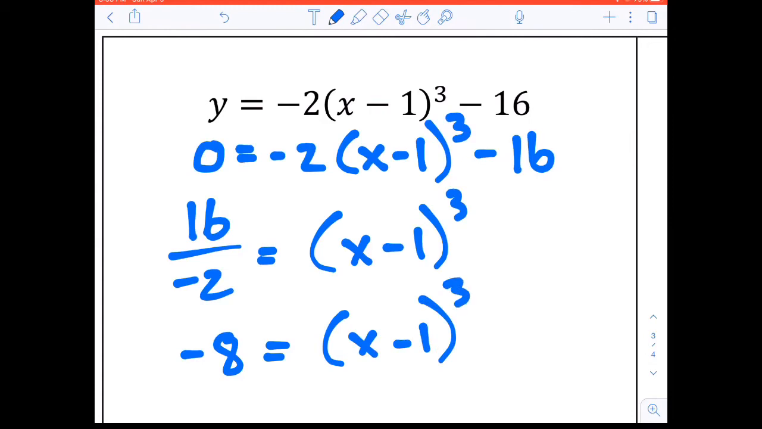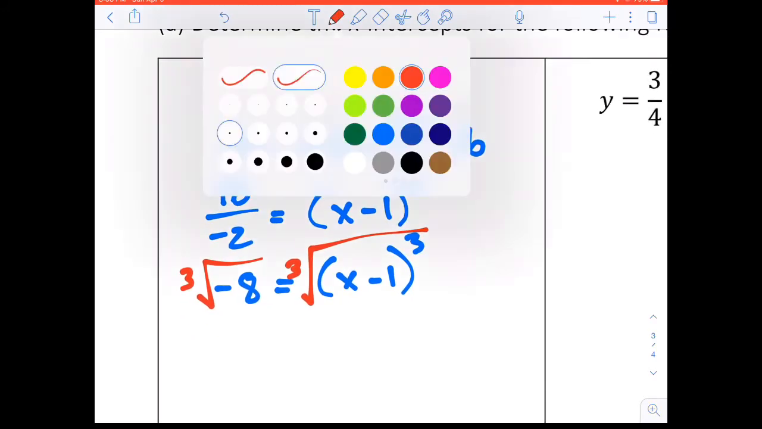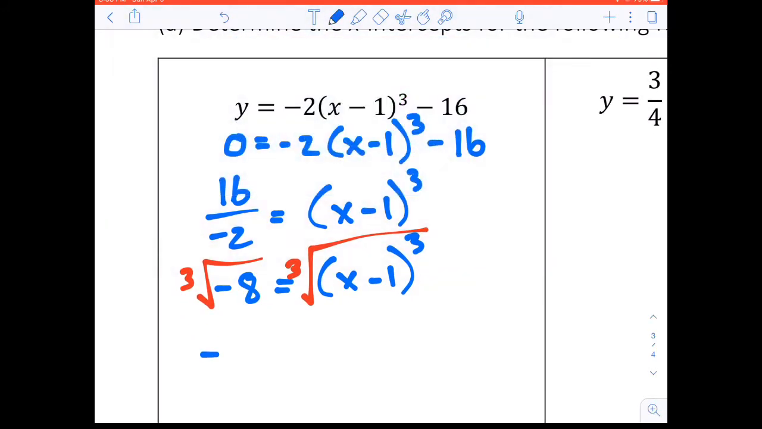And now I have a cube. In order to get rid of that cube, when it was square, we could square root. When it's cube, we can cube root. So there's only one answer to a cube root of negative 8, and that's negative 2, because negative 2 times negative 2 times negative 2 is equal to negative 8. And cube root and cube cancel each other out.